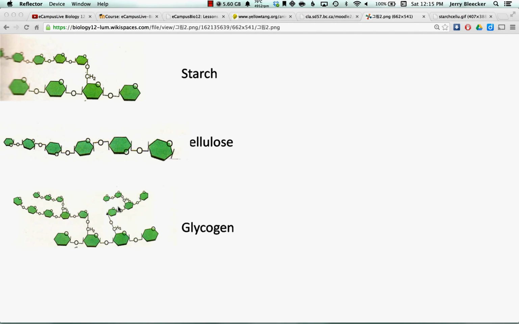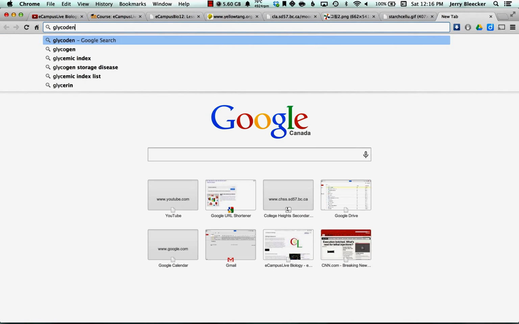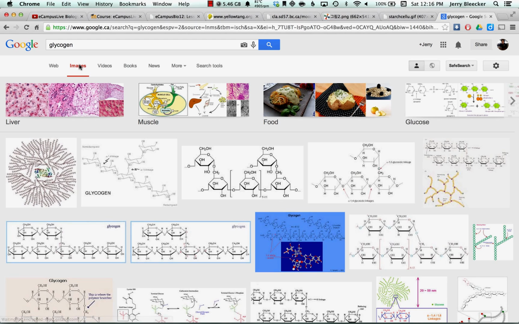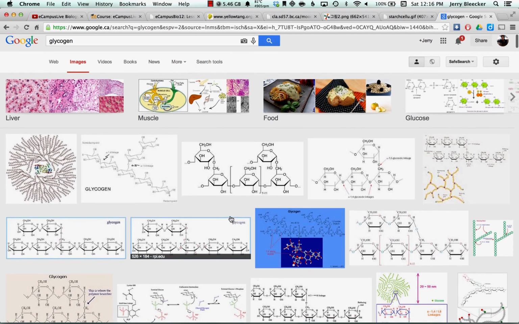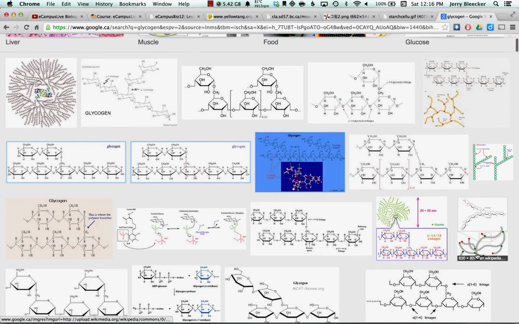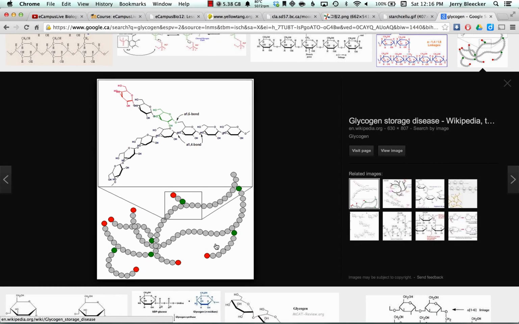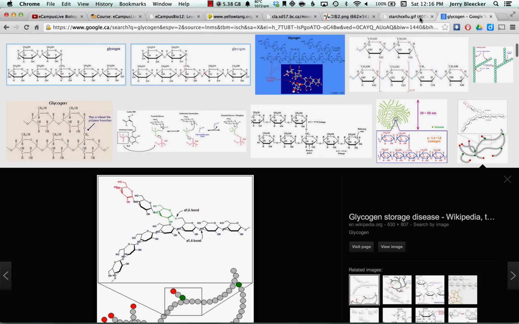In fact, let me show you what glycogen looks like. We'll just go to Google Images, and glycogen itself, this is a good little view of it here. There you go. You can see the highly branching nature of the molecule here. And that just supplies us with a lot of immediate energy. I just wanted to show you that.